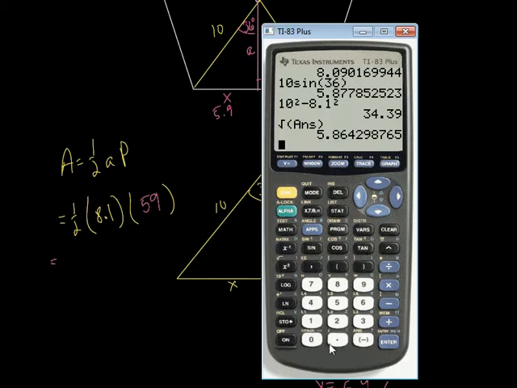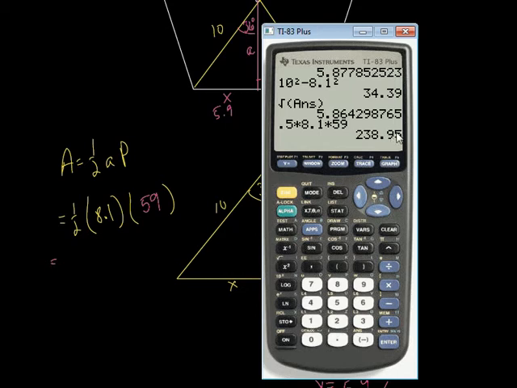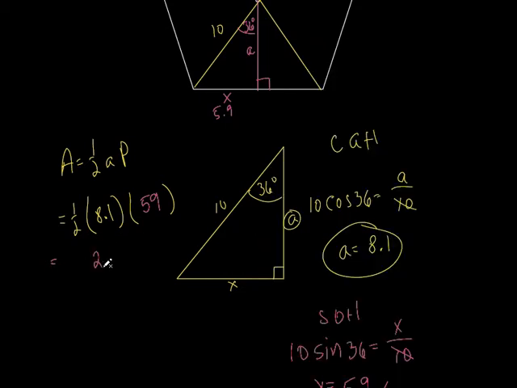Let's try it again. 0.5 times 8.1 times 59. 239. Okay. Round it, silly. Yeah, the 9 rounds this up to a 9, and that would be a 0, so 239.0. So 239.0. All right. Woo! I got it.